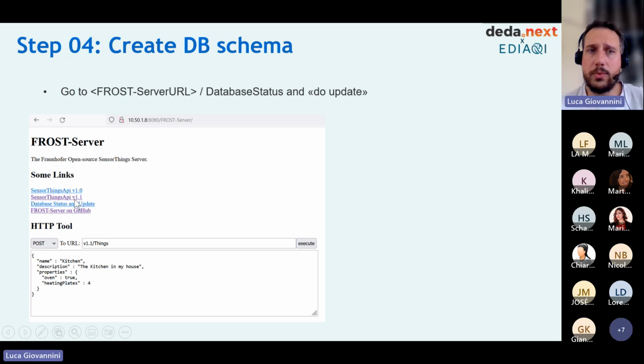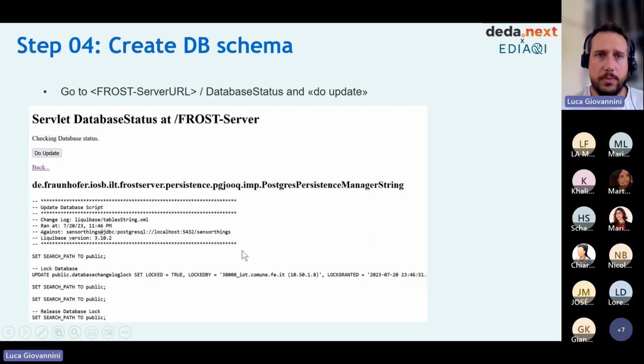The first two will bring you to the endpoint provided in two different versions, while the third one, database status and update, will bring you to a page like this, always in the browser, where you can press the update button, so that automatically the application will create the tables in the database and schema that you indicated.